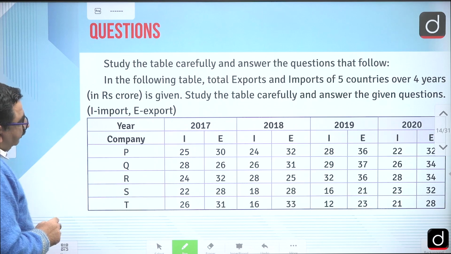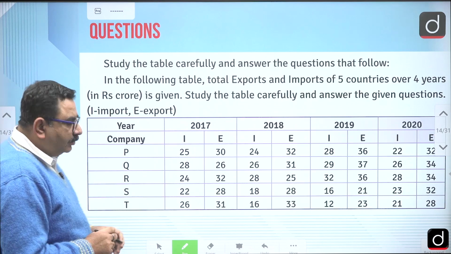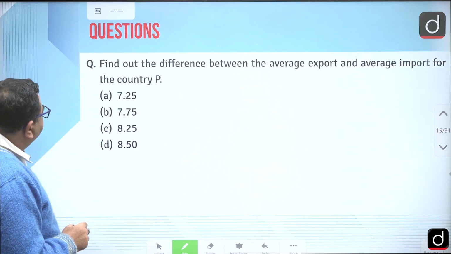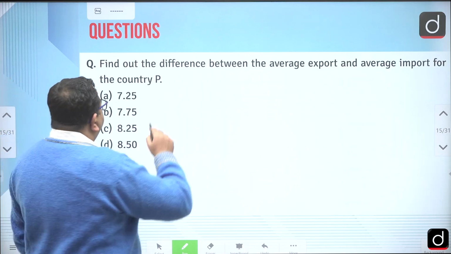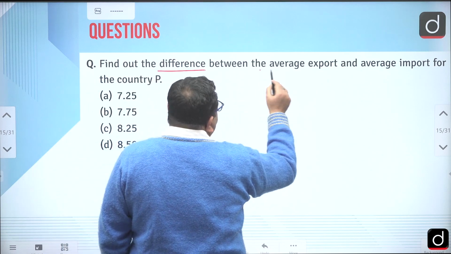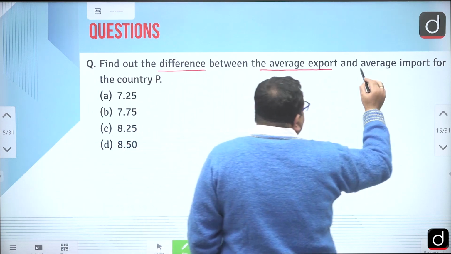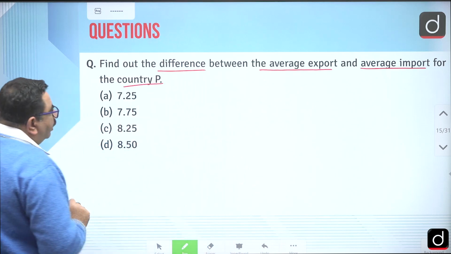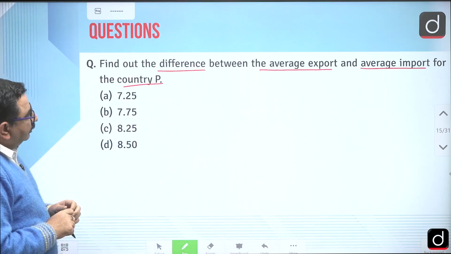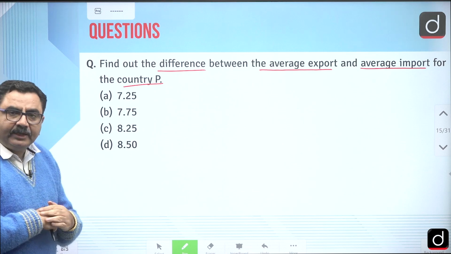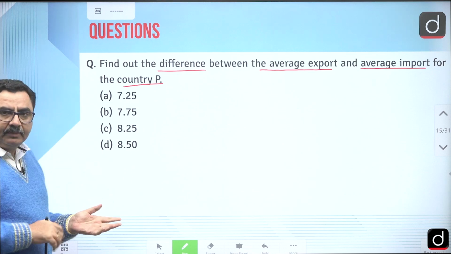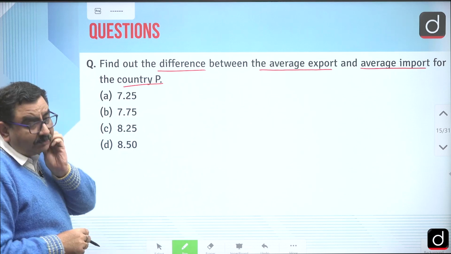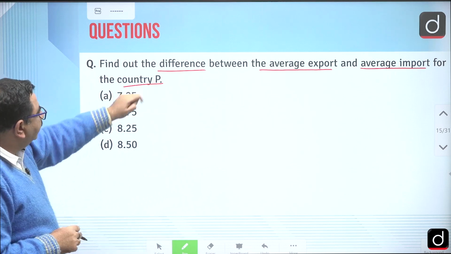Okay, now again the same table and let's see again what's the question. Now find out the difference between the average export and average import for the country P. Now in this question there is no comparison kind of thing so that we can apply any method initially, right? Here average import and average export, we have to find the difference, and for country P.